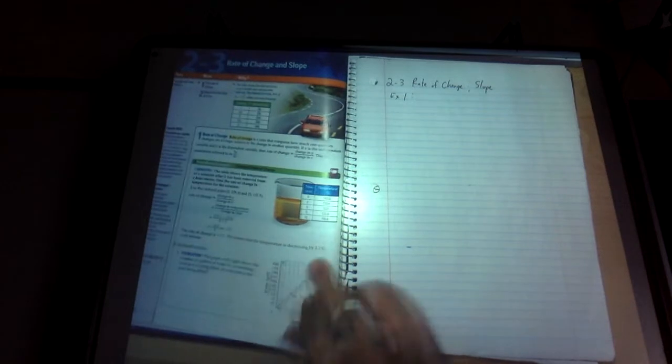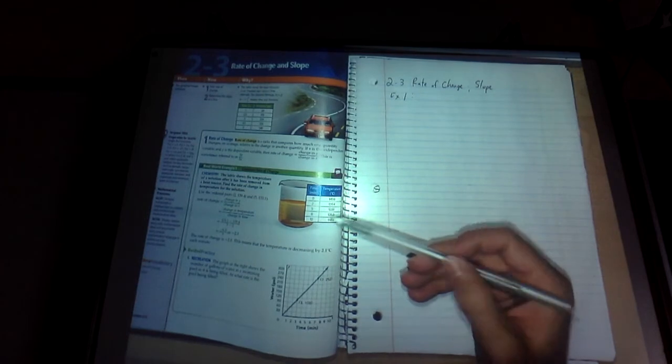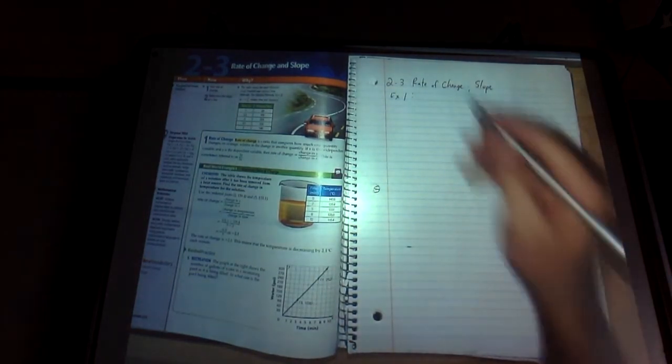It says that this table right here on page 76 shows the temperature of a solution after it has been removed from a heat source. Find the rate of change in the temperature for the solution. Now, when you do this, we can really use any of these ordered pairs from this table. I'm going to use the two the book uses.